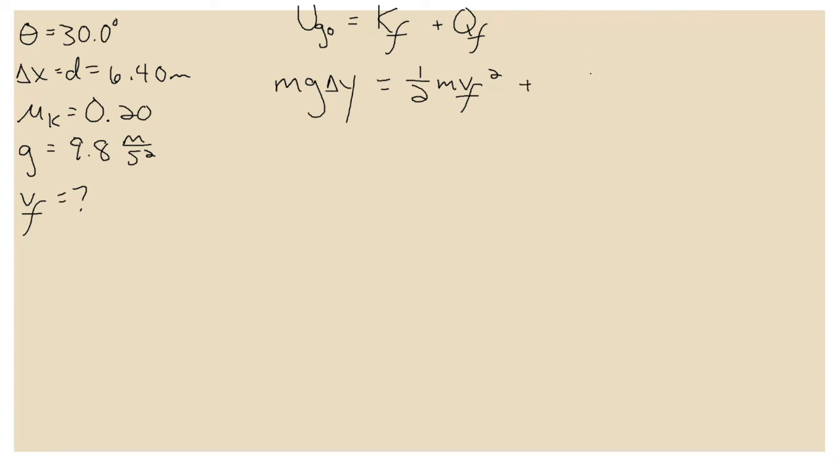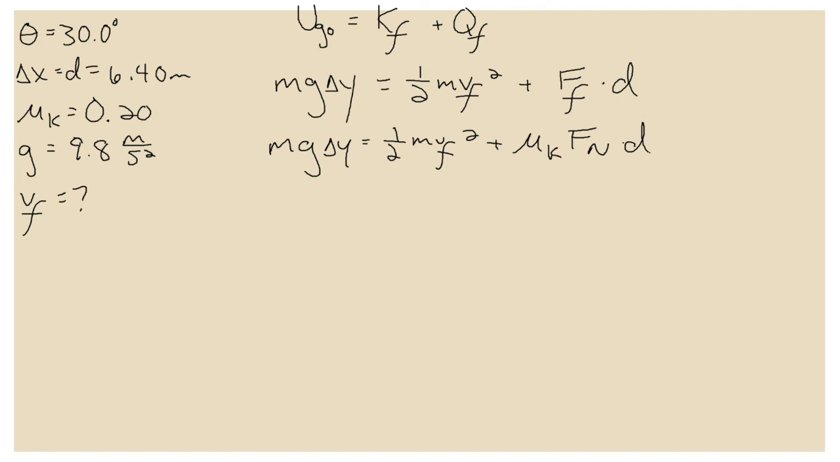And the heat is equal to the negative of the work due to friction. It's just the absolute value, so to speak, of the work due to friction. And the work due to friction, remember, is the friction force times the distance. So that's what we have here. Now we have to expand this out a little bit, and we can do that. We have mg delta y is equal to 1/2 mv final squared plus the coefficient times the normal force times the distance.